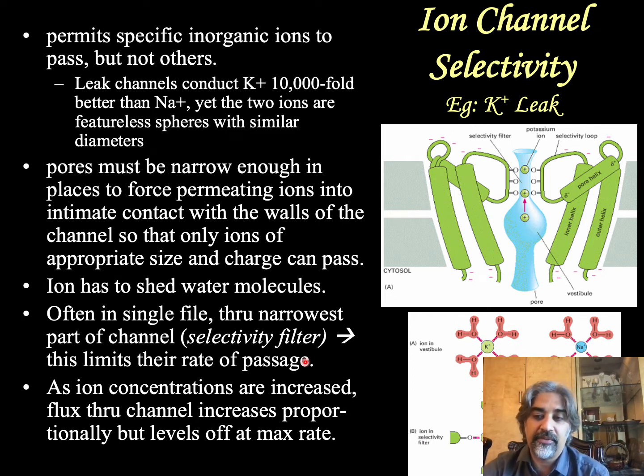The permeating ions have to shed most or all of their associated water molecules to pass, often in single file through the narrowest part of the channel, which is called a selectivity filter. This limits their rate of passage. Thus, as ion concentrations are increased, the flux of ions through a channel increases proportionally, but then levels off because it saturates at a maximum rate. Perhaps the most common ion channels are those that are permeable mainly to potassium. These channels are found in the plasma membrane of almost all animal cells. An important subset of potassium channels are open even in an unstimulated or resting cell and are hence sometimes called potassium leak channels.